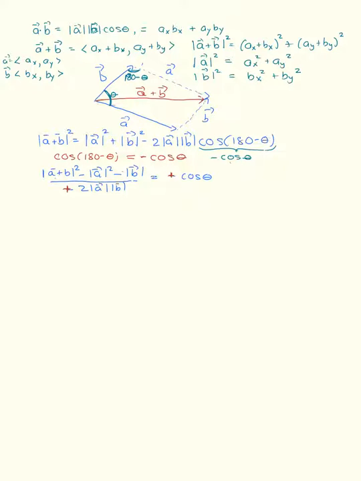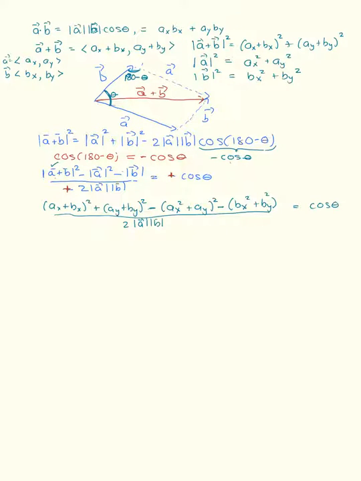So the magnitude of A plus B squared is actually A x plus B x squared plus A y plus B y squared. So that's replacing the magnitude of the sum squared. Then we are going to subtract the magnitude of A squared, which is A x squared plus A y squared, and then we're going to subtract B x squared plus B y squared, and remember that is all divided by 2 times the magnitude of A times the magnitude of B, and all of that, remember, equals cosine theta.